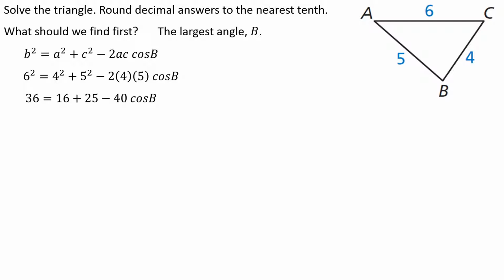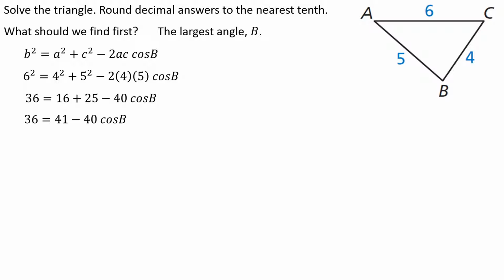6 times 6, of course, is 36. 4 times 4 is 16. 5 times 5 is 25. 2 times 4 times 5 is 40. Of course, 16 plus 25 is 41.